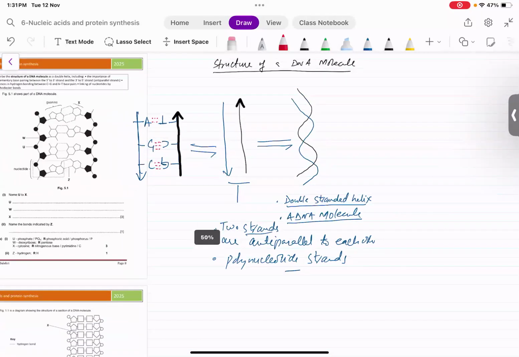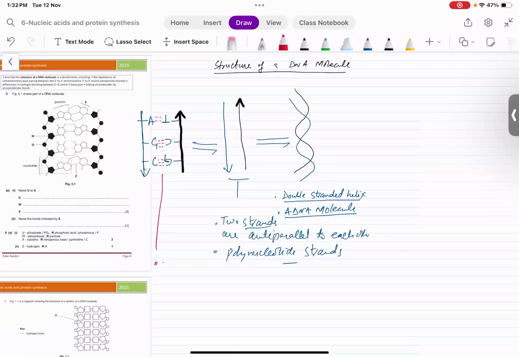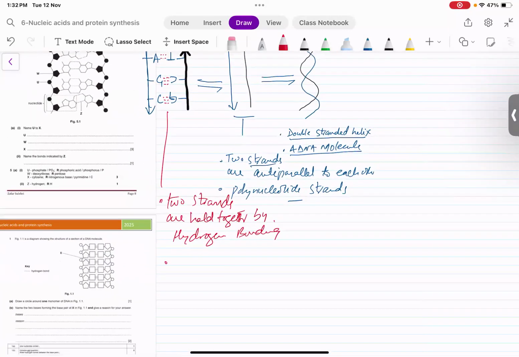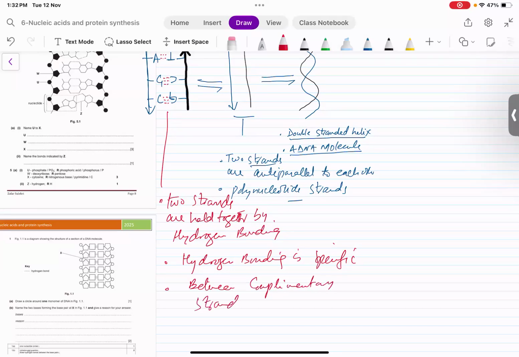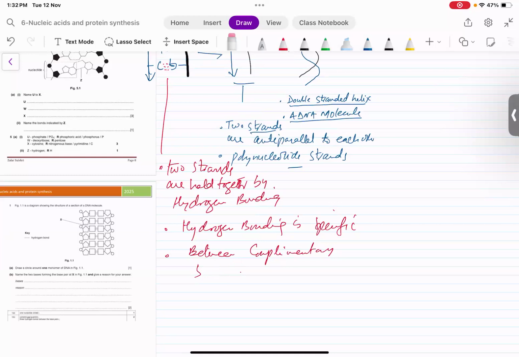Okay. So the two strands are held together by hydrogen bonding. And this hydrogen bonding is specific. Ye specific hai between complementary strands aur wo complementary bases.